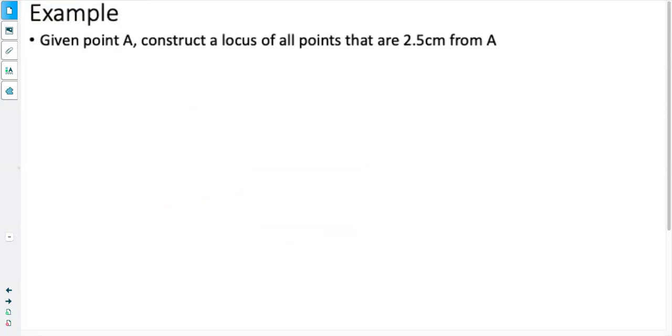So, for example, given point A, we're going to construct a locus of all points that are 2.5 centimeters away from A. So I may want to mark how far away that is, or set a compass for 2.5 centimeters, and then we just draw out our circle to that radius, and you should then be able to draw from the center to any point on our outside edge and have it be a distance of 2.5 centimeters.